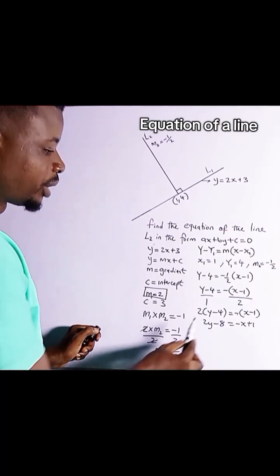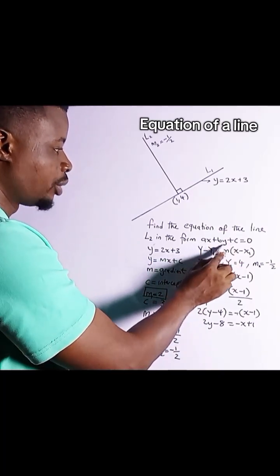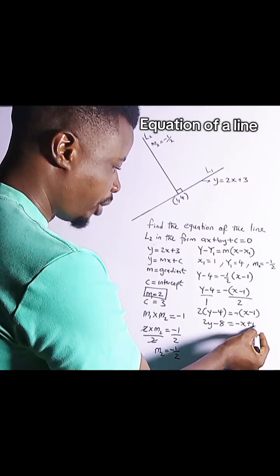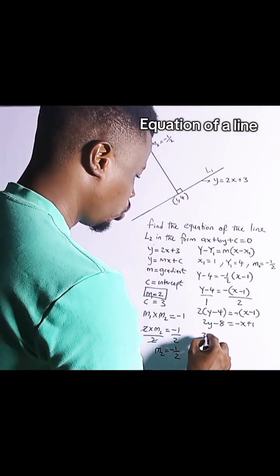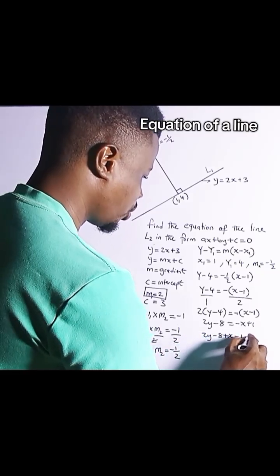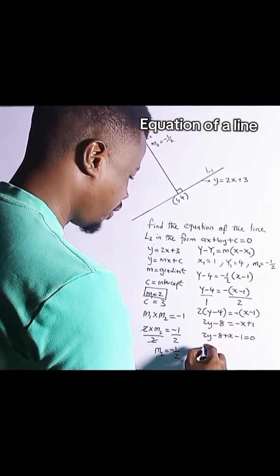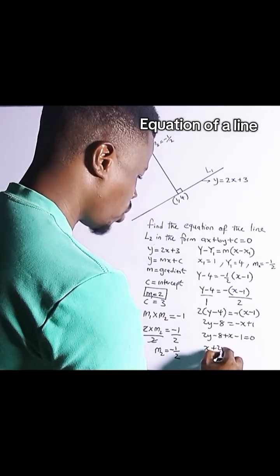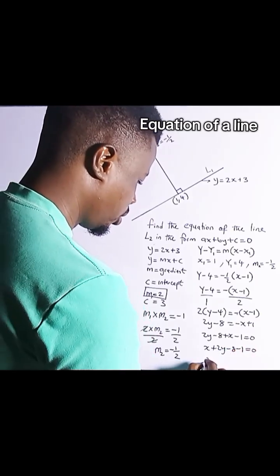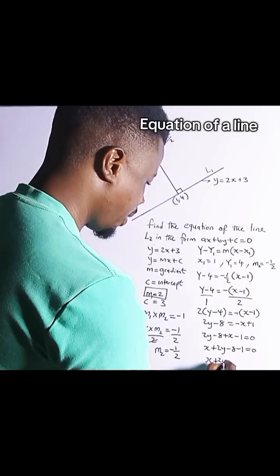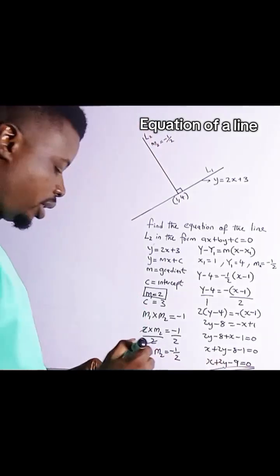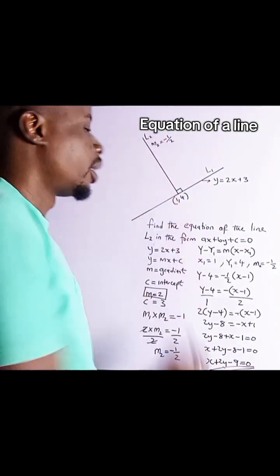But we're asked to represent our answer in this form: ax plus by plus c equals 0. So we take every term from here towards this side. So you have 2y minus 8 plus x minus 1 equals 0. When you rearrange, you have x plus 2y minus 8 minus 1 equals 0, which gives you x plus 2y minus 9 equals 0. So this gives you the equation of line L2.